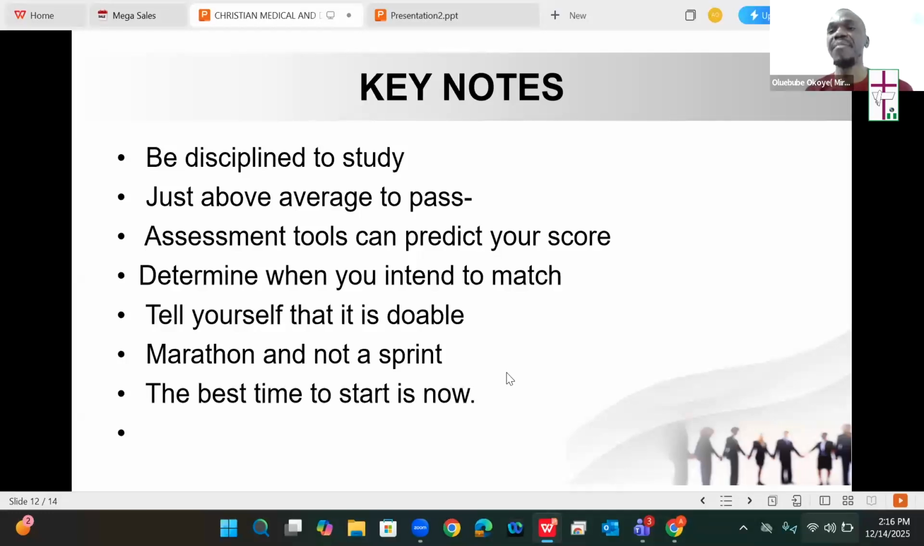And lastly, the best time to start is now. Don't delay it, saying let me finish medical school, let me finish this, and let me finish that. You can actually start now, even if you don't have the money to start making the payments. Start your studying. Some of those materials out there are cheap, so you can start getting those materials and studying for them.